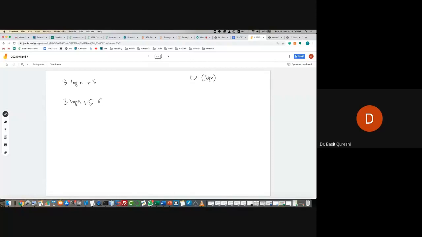Okay, so same thing, C log of n. Let's try to solve this. C log of n minus 3 log of n. If I rewrite it, I'm going to get C minus 3 times log of n. Okay, so how could you satisfy this? Easy. What should be the value? 3.